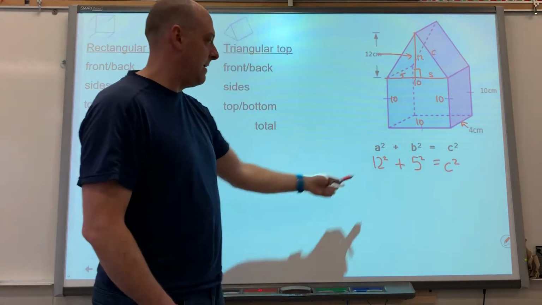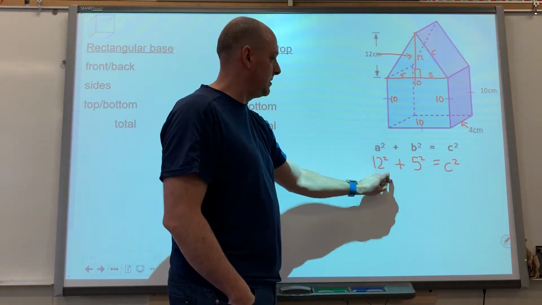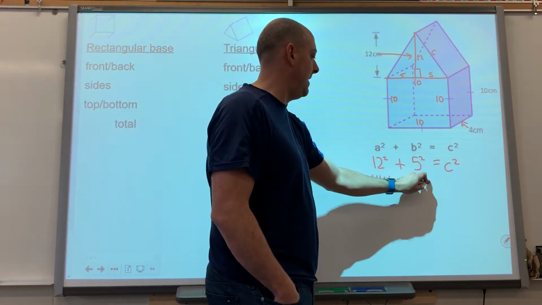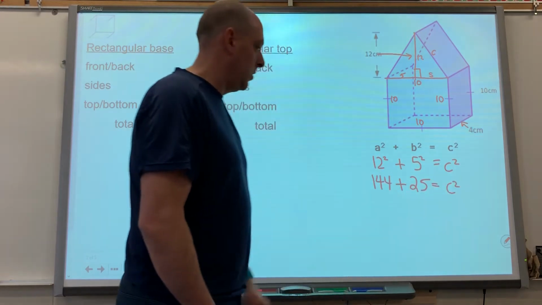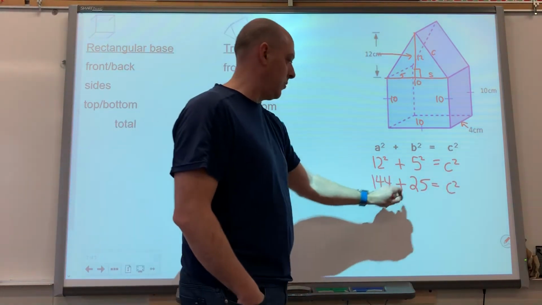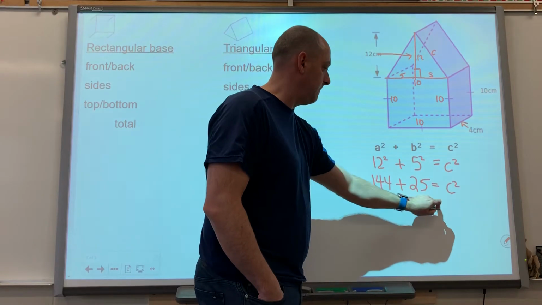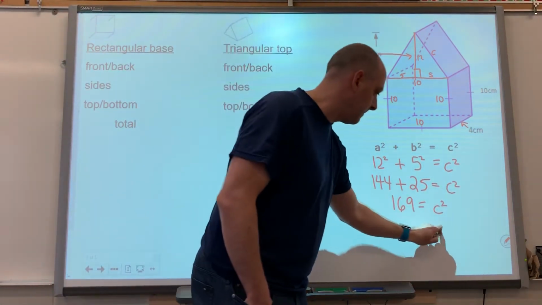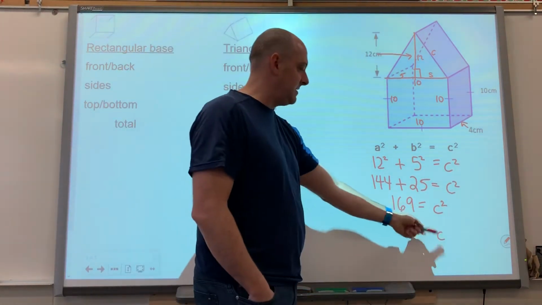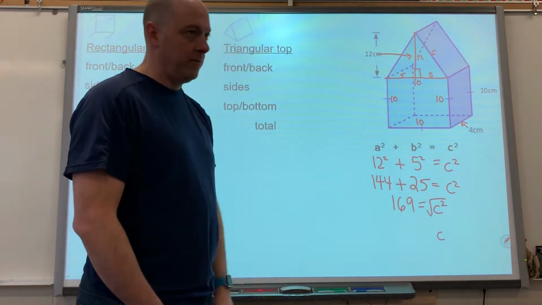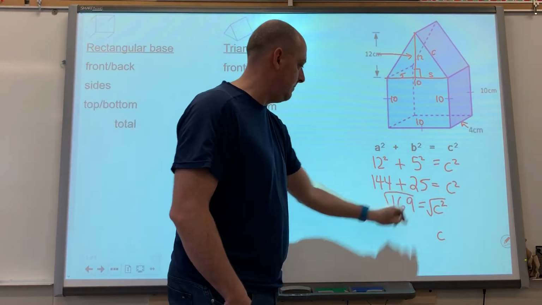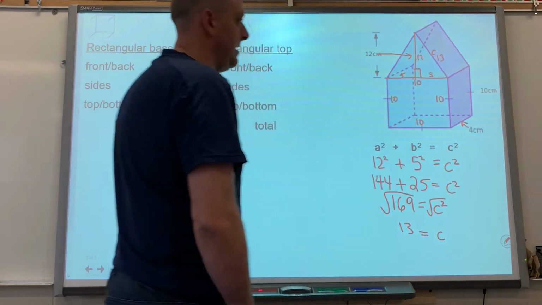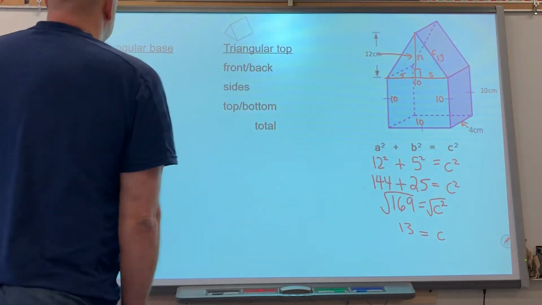We can start doing our math. 12 squared is 12 times 12, which is 144. 5 squared is 5 times 5, which is 25. When you add these two together, 144 plus 25 is 169. And don't forget, we have c squared right now. If we want c, to get from c squared to c, we have to square root it. Whatever we do to one side, we do to the other, square root it, and we get c equals 13. We now know that this side is 13, and we have all of our measurements to continue.